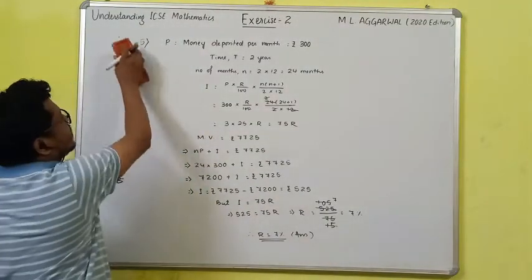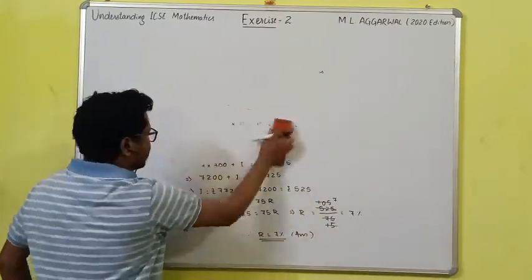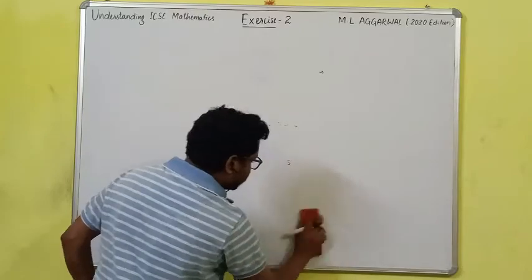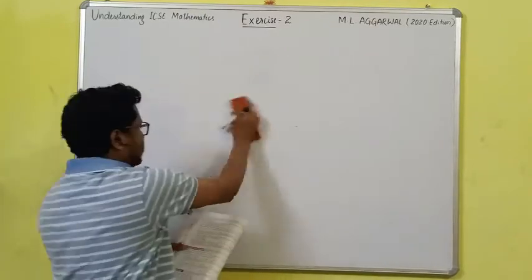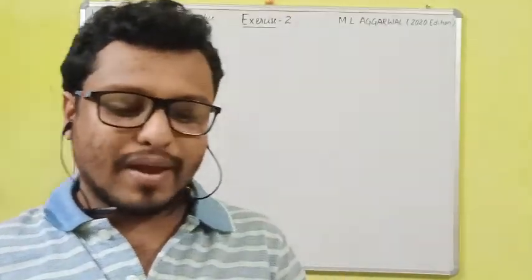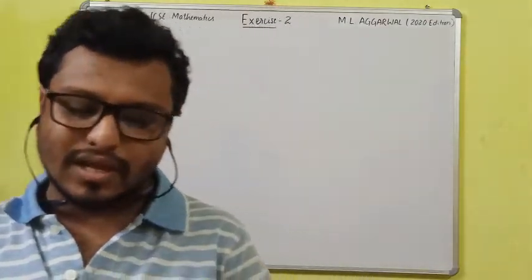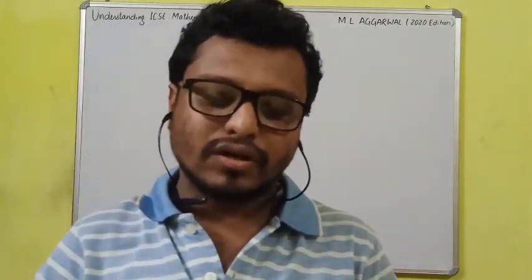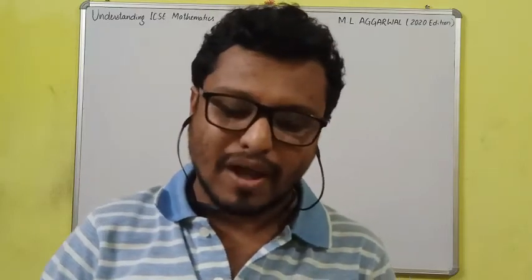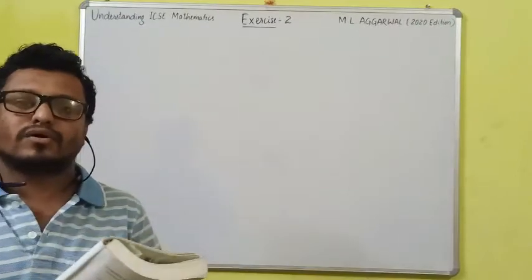See, in this way I will have to solve question number 5. Now question number 6. According to question number 6, let me read out the question. Mr. Gupta opened a recurring deposit account in a bank and deposited rupees 2500 per month for 2 years. At the time of maturity, he got 67,500. Find the total interest and the rate of interest per annum.